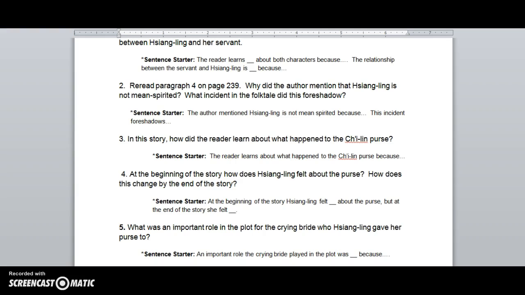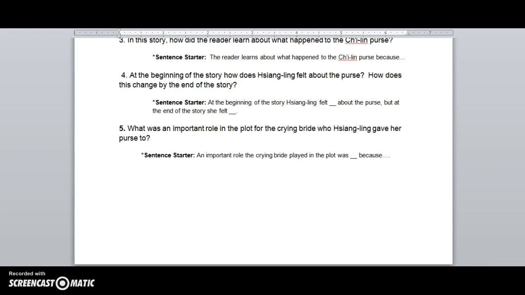Number 4 says at the beginning of the story, how does Sing Ling... Oh, I should have said at the beginning of the story, how did Sing Ling feel about the purse? But whatever. So at the beginning, how does she feel about the purse? Does she cherish it? Does she think that it's a wonderful gift from her mother? Does she not care about the gift? How does she feel? And then at the end of the story, how does she feel about that same purse?